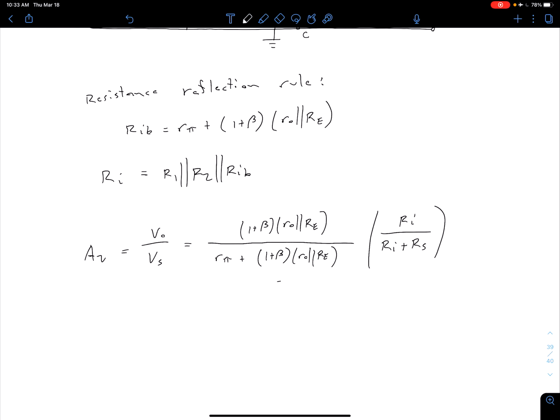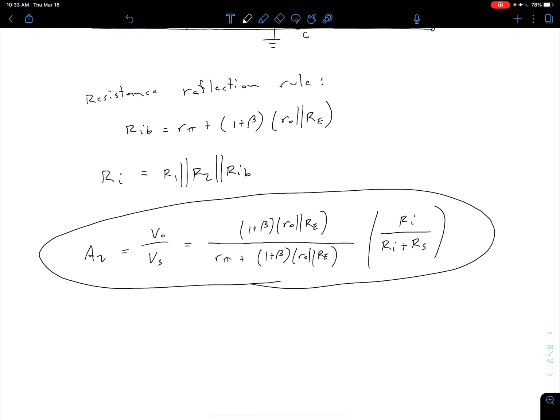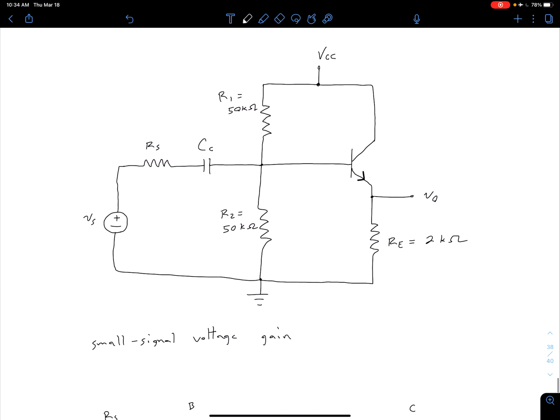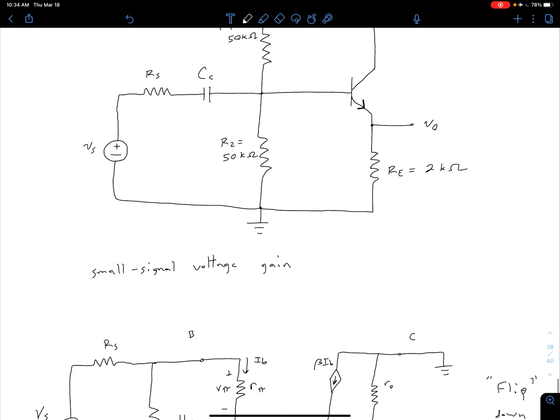If you want to see some details about how to do that analysis, you can look in the textbook on pages 421 to 422. Again, it's pretty similar to what we saw for our common emitter circuit. Another thing to keep in mind is that this voltage gain equation is for this particular circuit configuration. If we add some resistors or change the configuration somehow, we would need to rederive an equation.